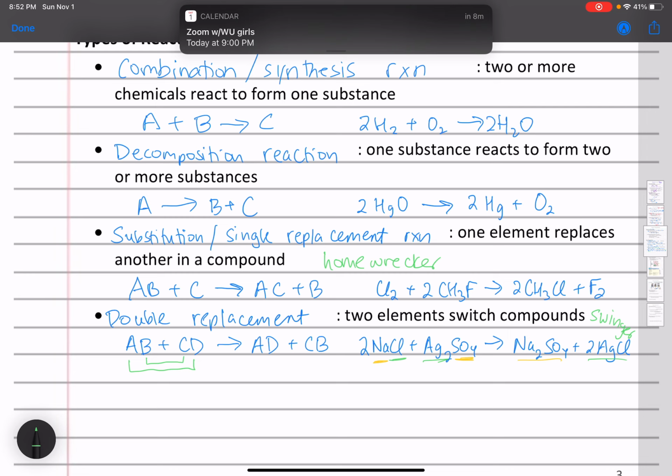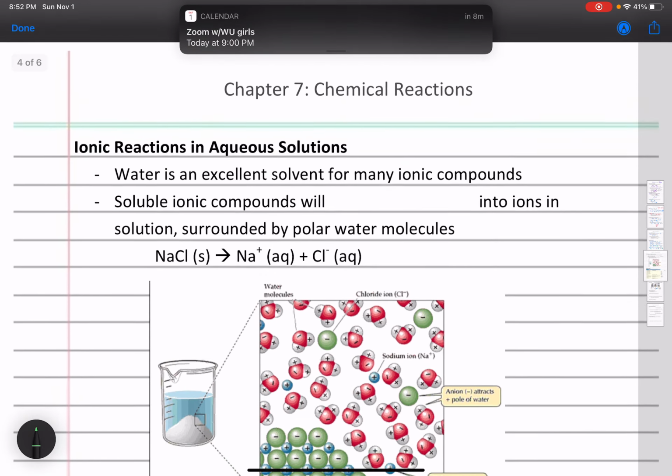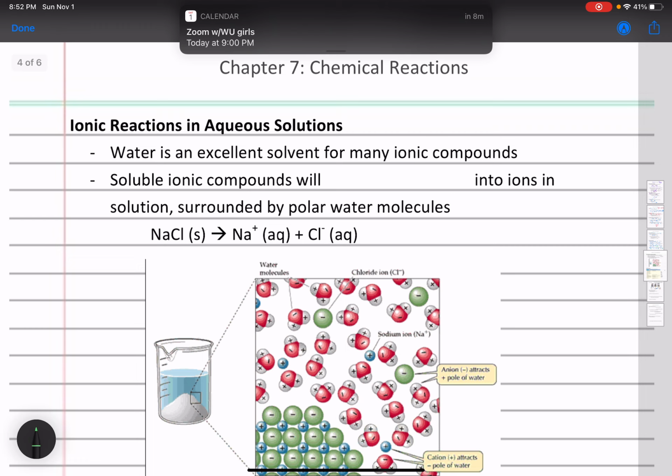So a specific type of double displacement or double replacement reaction that we're going to talk about are precipitation reactions. And precipitation reactions happen in aqueous solutions. So an aqueous solution is any solution that uses water as a solvent.